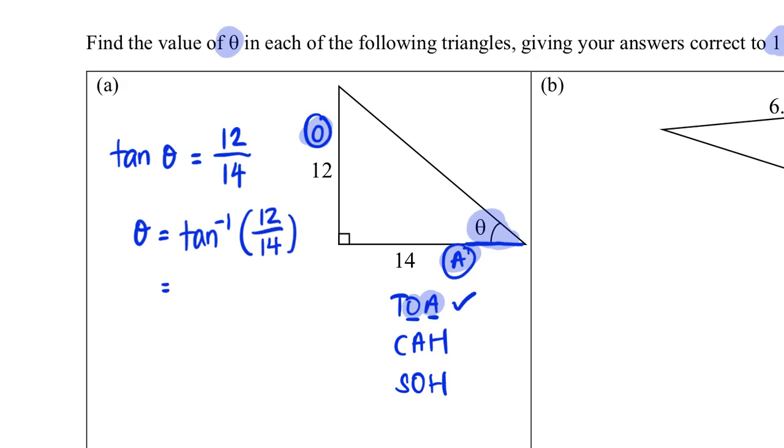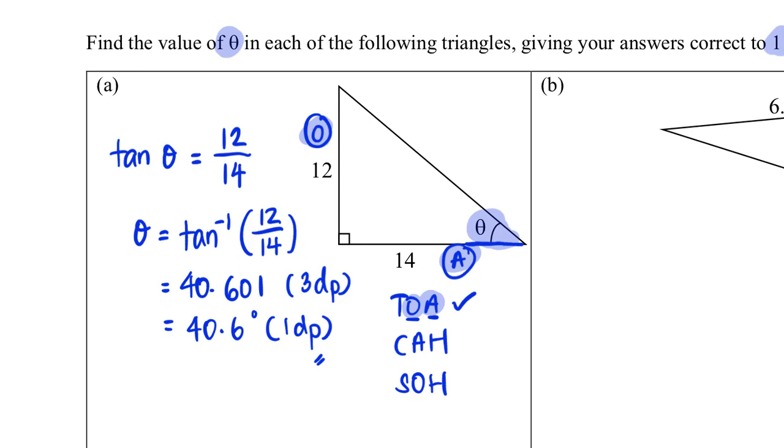And armed with our scientific calculator, do check that the calculator mode is degree mode, okay? Letter D. And once you have that, go ahead and key it into your calculator. You should get a value of 40 point. Since this is going to be angles in degrees, I'm going to leave my answer to 3 decimal places first, followed by the final answer to 1 decimal place. And that's it for example A.